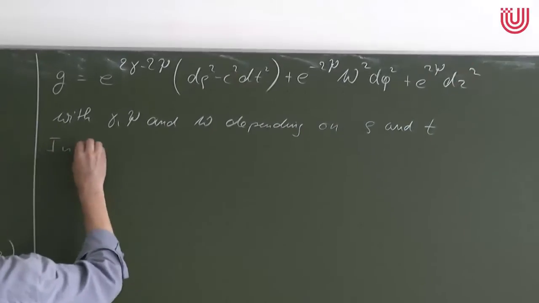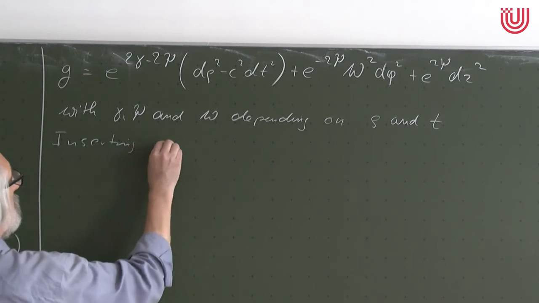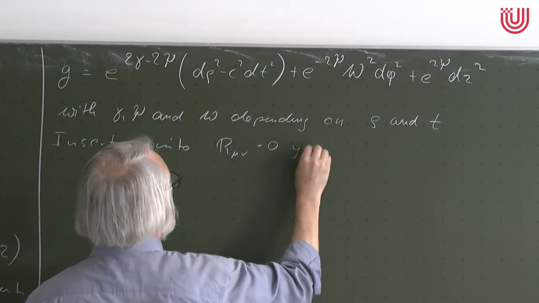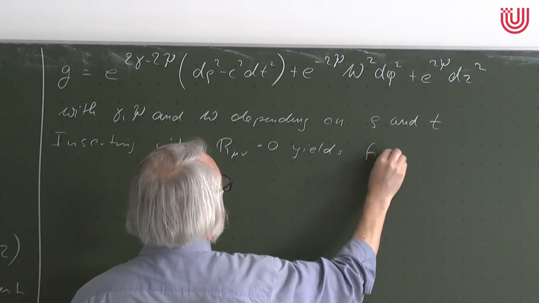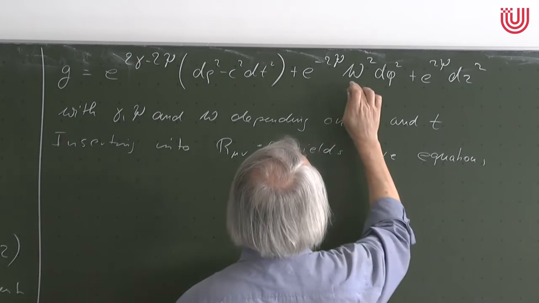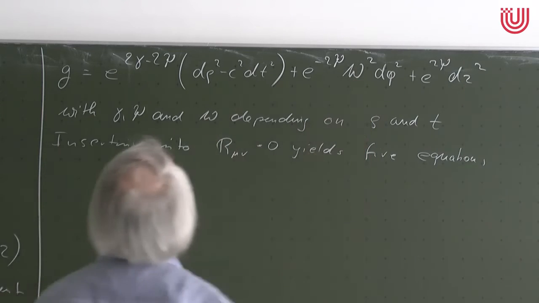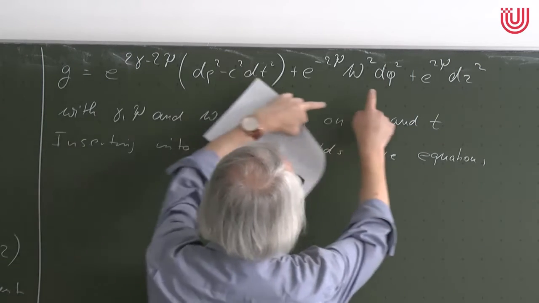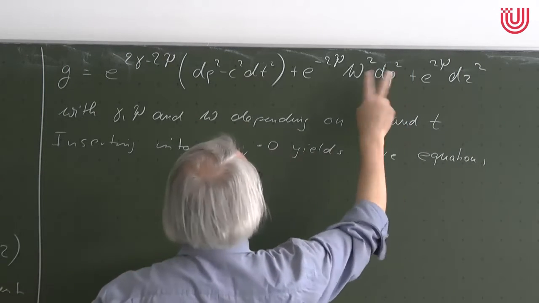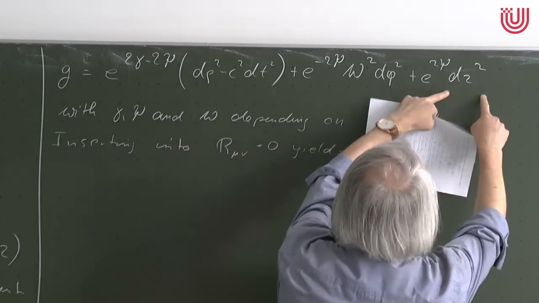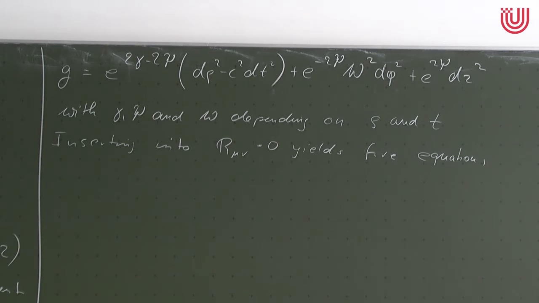So inserting this into R mu nu equals 0 yields 5 equations. And I write them down now. Of course, there are differential equations for these coefficients. I forgot to say a word about this. I explained why certain combinations are missing, why there's no d phi dt term and so on. So we have only this term, and this term, and now coefficients. And you can give any name to these coefficients you like.